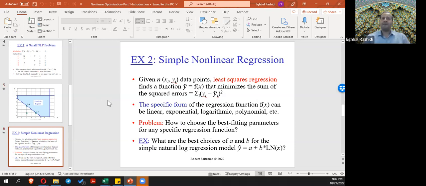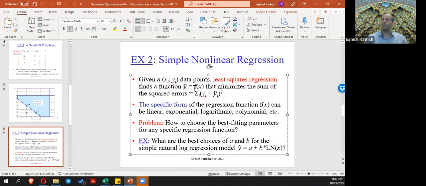suppose that we have n data points, each with its own variable dimension, xi. We have x and y, so we have n data points. Least squares regression finds a function. This is the problem that we want to solve: we want to find a predictive function, a linear function. That's why we denote it by y hat. It's a function of x, f of x, that minimizes the sum of the squared errors. That means we are trying to find the best fitting function for our x and y values here.